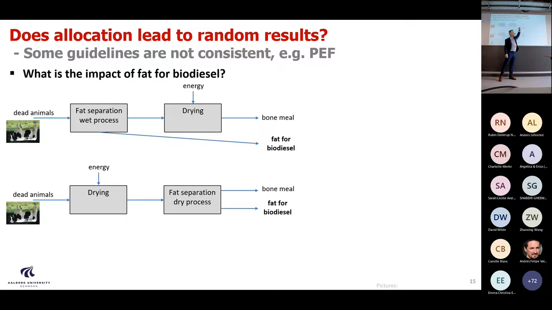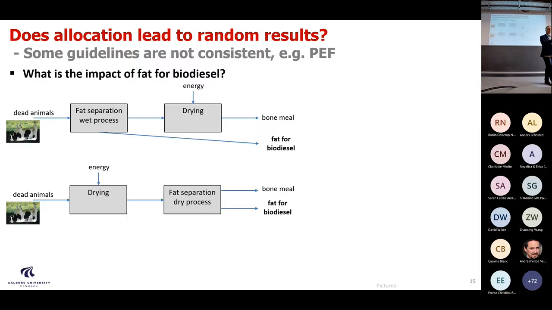Then the other machine, here they do the drying first. After the drying, they do the fat separation. So they have the same two products out here as the first machine. And they also have more or less the same energy input, the second machine as the first machine. They are just doing it in two different places. Now I would like to know, what is the impact of biodiesel from these two machines?